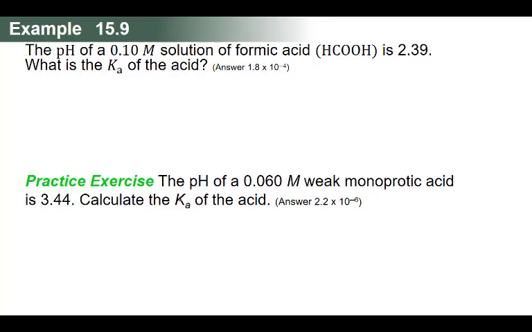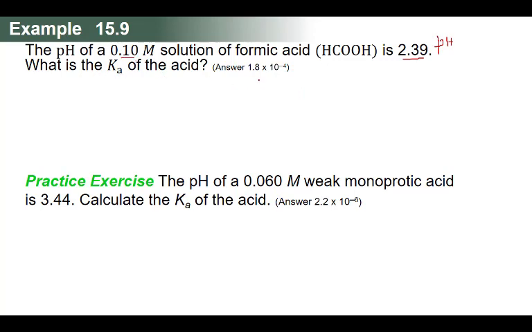Now we can solve a problem to check the Ka for a weak acid and a weak base. He's asking you: the pH of this 0.1 M solution of formic acid is 2.39. So this is the pH, and the concentration of the acid is 0.1, and he's asking you for the Ka.